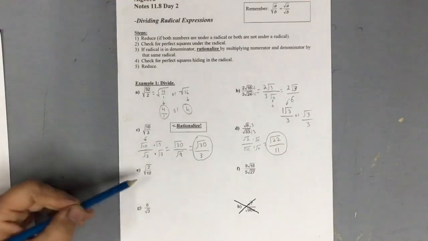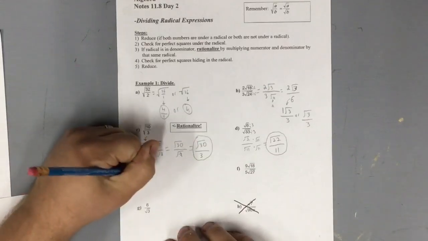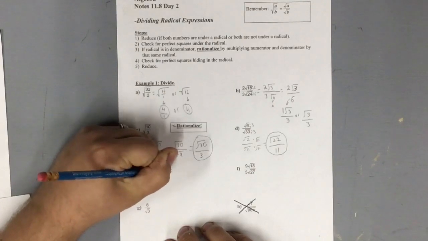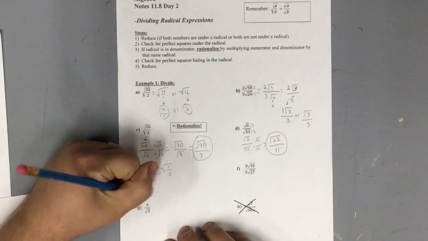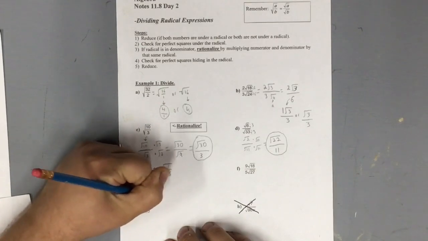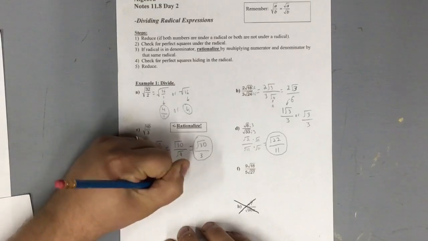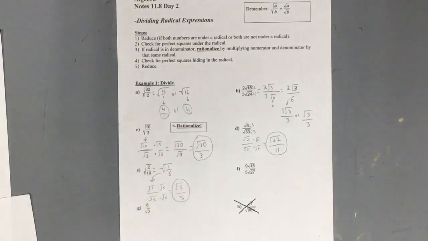Next one, 2 over 10. I can simplify these by dividing them both by 2, so that would become radical 1 over 5. And I want to think about this as radical 1 over radical 5. Multiply them by radical 5, top and bottom, and I'm going to get radical 5 over a regular 5. Just keep in mind the goal is to get rid of a radical in the denominator.